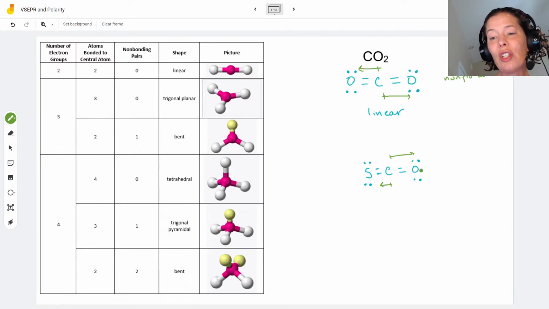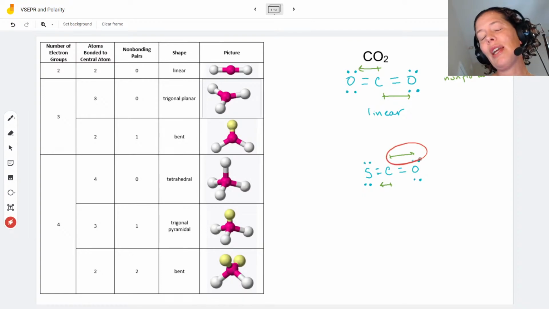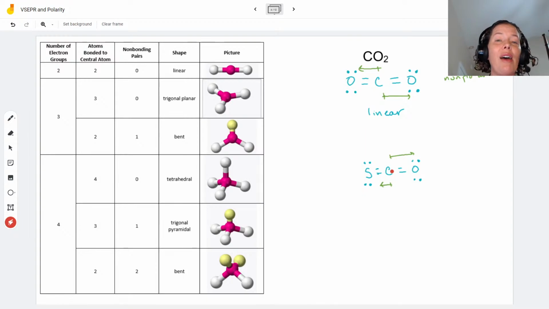The oxygen is much more electronegative than the sulfur. You can see I've done this on purpose. I drew this arrow a little bit longer than this one. So now instead of having friends of equal strength pulling out at 180 degrees, I still am pulling out at 180 degrees, but I have friends of unequal strength. Basically, I've got a strong friend on the right and a weak friend on the left.